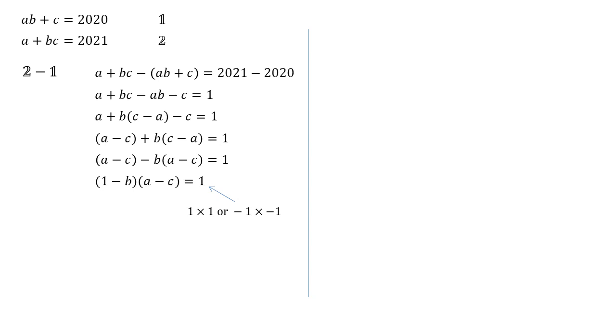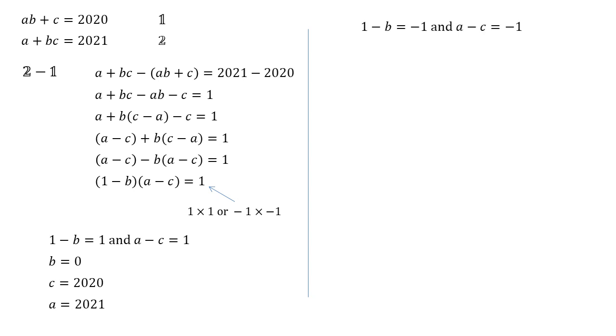So we've got two cases. Let's do these one by one. First case, where both of them are equal to 1. Well, if 1 minus b is equal to 1, that means b must be equal to 0. We can now put this 0 into our original two equations. Equation 1, if we put b as 0 in, the ab disappears. We're just left with c is equal to 2020. Likewise for equation 2, the bc would disappear, and so we'd be left with a equals 2021. So there's one set of solutions.